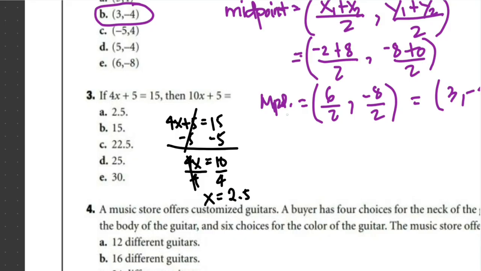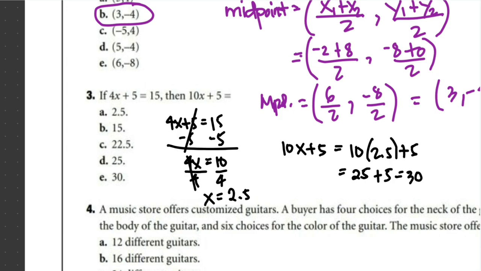So x is 2.5, and then you plug in to 10x plus 5. So this is 10 times 2.5 plus 5. What is that? 10 times 2.5 plus 5. This is 25 plus 5, so this is 30. The answer here is letter E.